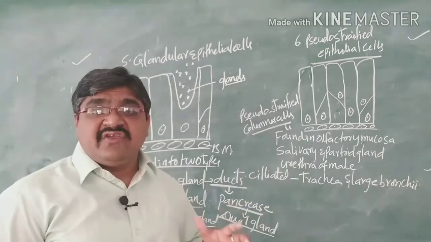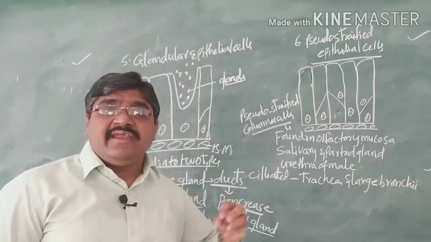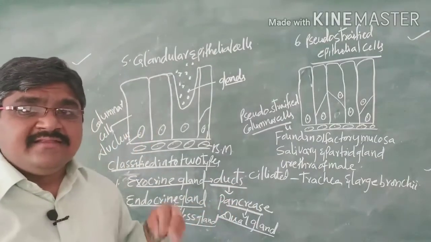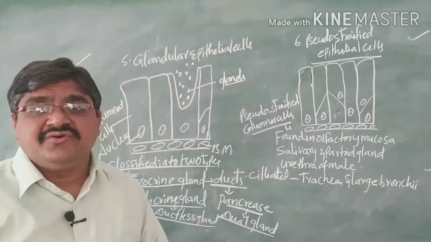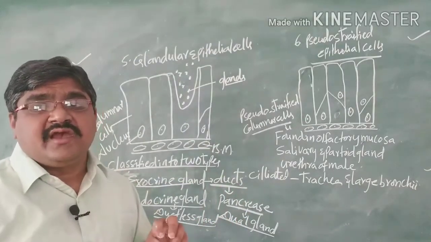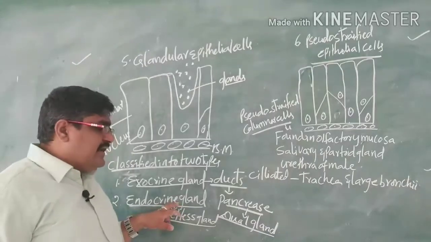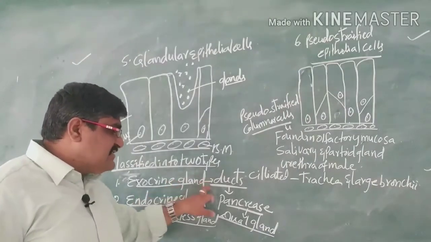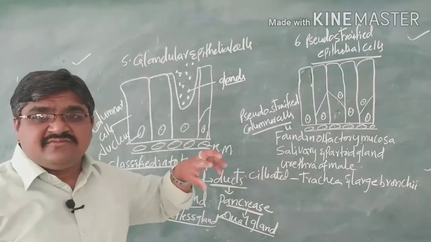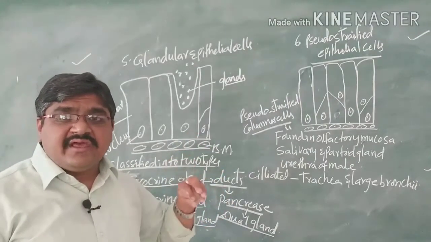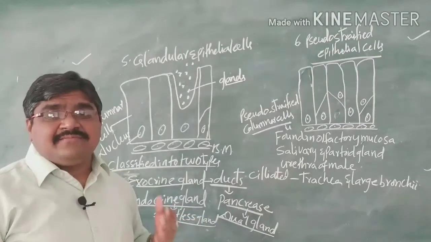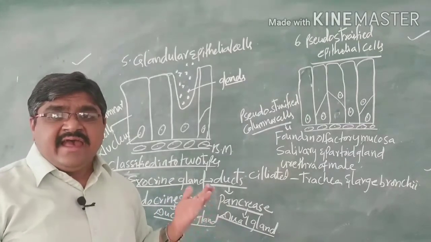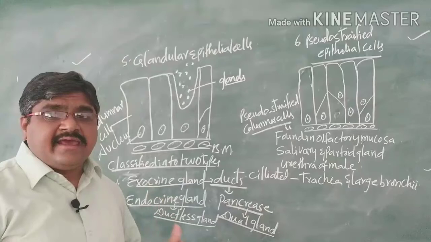So these are the various types of endocrine glands which are present in our body. They pass their secretions directly into the blood and stimulate different target tissues or organs. So we call them endocrine glands, and the glands which have ducts, through which the secretion passes, we call exocrine glands. So these are the various types of glands, exocrine as well as endocrine.